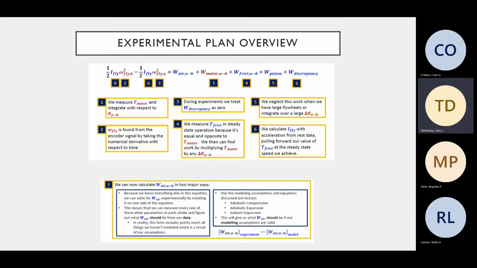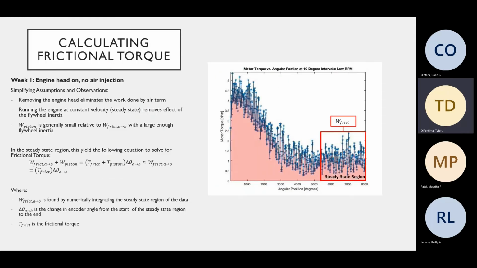Here you can see the roadmap to accomplishing just that. While we will get more in depth on these processes later on in the presentation, it is important to note that deriving these terms required physical changes to our experimental setup to isolate the desired work terms. An immediate example of this is the procedure for week 1, where experimentation was done with the engine head removed to eliminate the work done by air term.